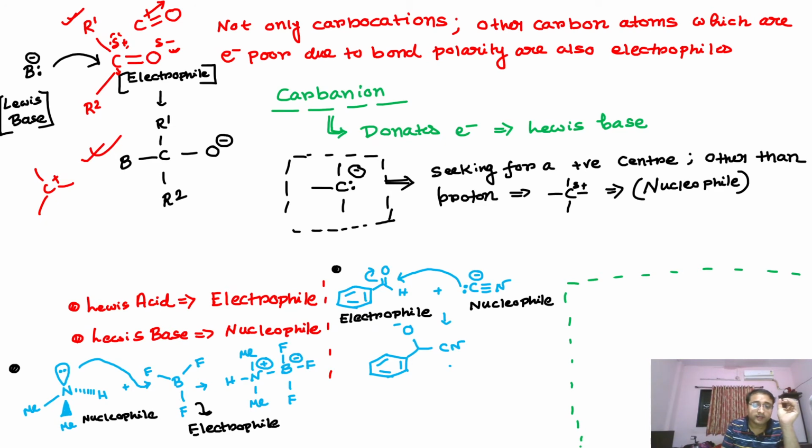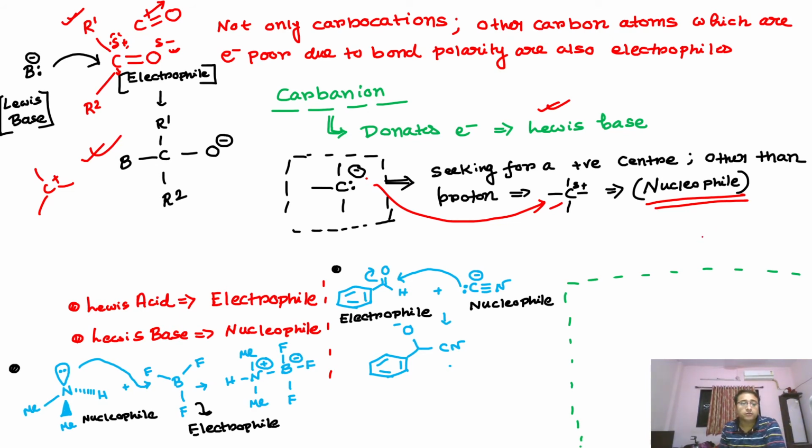On the other hand, these types of carbanions always try to donate electrons, so that's why they are called Lewis bases according to the definition of a Lewis base. And these carbanions always try to find some positive center where they could deposit their negative charge. So if it finds some positive center like this, it will donate electrons there. So as they are seeking a positive center, they are also called nucleophiles. So these types of carbanions are also called nucleophiles.